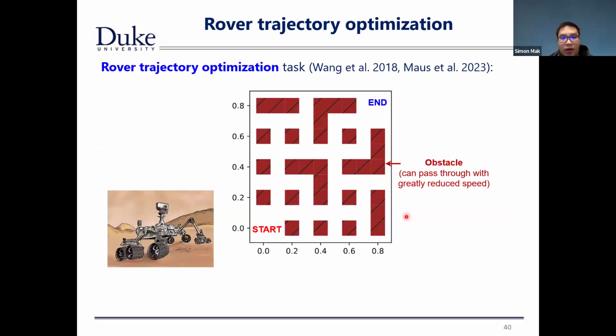Okay, so we then take a look at this rover trajectory optimization application. What we're trying to do is navigate this particular space rover from start to end through this obstacle course, where you can pass through these obstacles right here, these red blocks. But once you pass through, you're going to get a great reduction in terms of speed. So you want to get here from start to end as quick as possible.